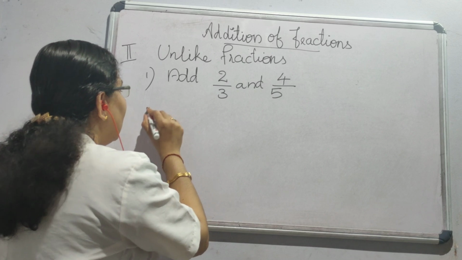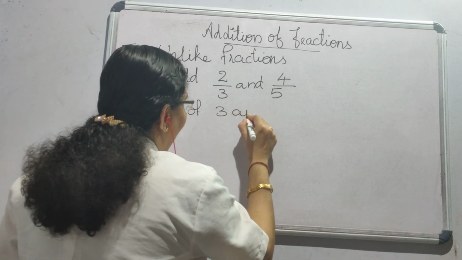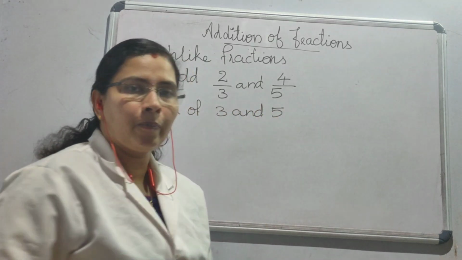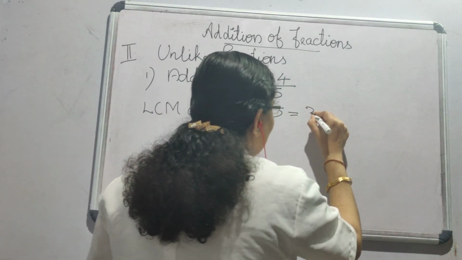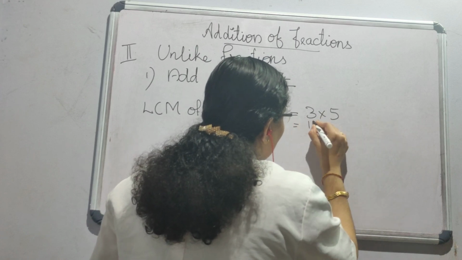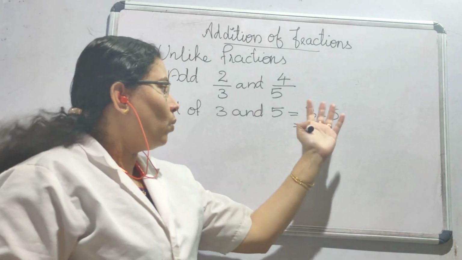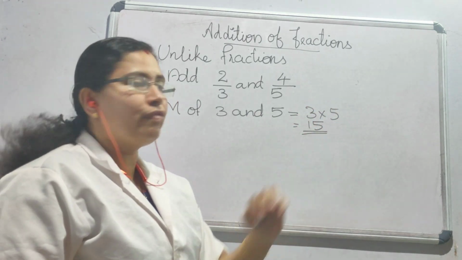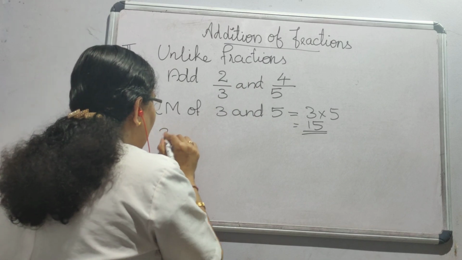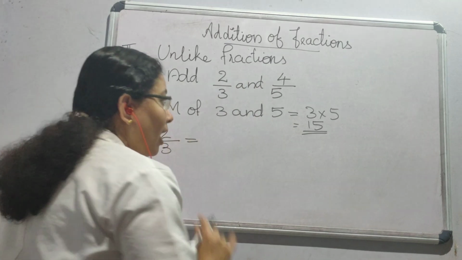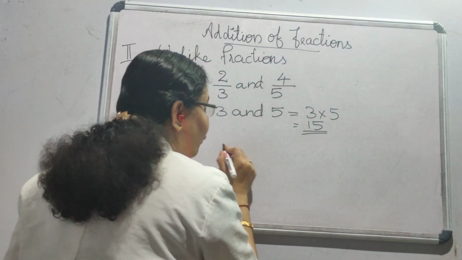So what are the denominators here? We have to find out the LCM of 3 and 5. Okay? Here 3 and 5 are prime numbers. So we can write 3 into 5, that is equal to 15 is the LCM here. Since they are prime numbers, we can directly multiply them. So I got 15. Now we have to find out the equivalent fraction of 2 by 3, so that the denominator must be the LCM. That is, the denominator must be 15.